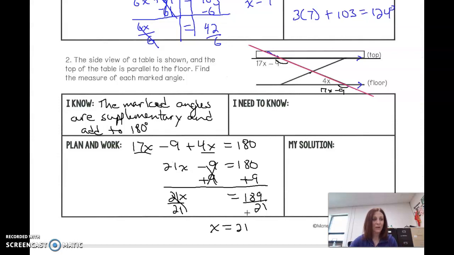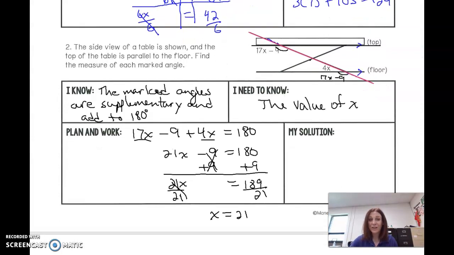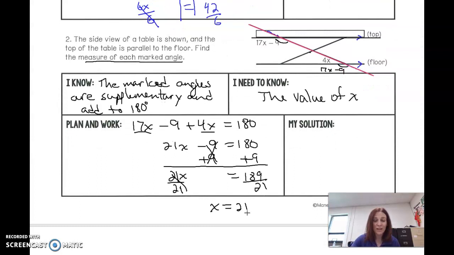Now, oh, totally forgot what I need to know. Sorry. You know what I need to know here? The value of x. Because now when I have the value of x and I want to find the measure of each marked angle, all I'm going to do is take 21 and put it in for x. So I'm going to go 17 times 21 minus 9. And I'm going to totally mess up all of this problem. Let's start again. This doesn't equal 21 right here.